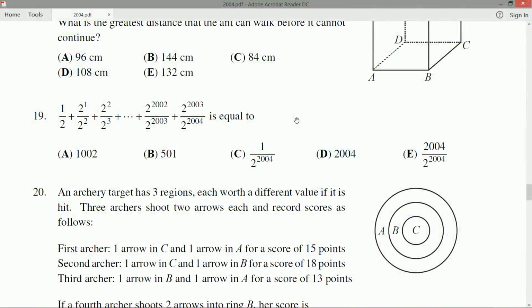We're looking at the 10th grade multiple choice contest. That's right, it's the Cayley from the year 2004, and we're on question number 19, I see.